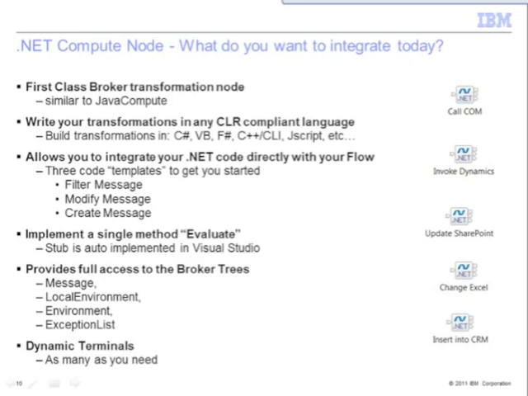And of course, inside the .NET Compute node, when you start writing the code, we provide you with full access to all of the message broker trees, such as the message itself, the local environment, the environment, the exception list, etc. And the node has dynamic terminal support, which allows you to add as many output terminals on the node as you need. You get one by default, and you can add as many more as you like to support complex filtering scenarios. And as you can see, an example of the various things down the right-hand side, such as calling COM, invoking Dynamics, changing Excel spreadsheets, inserting into CRM, etc., the kind of things that you can do with the .NET Compute node.